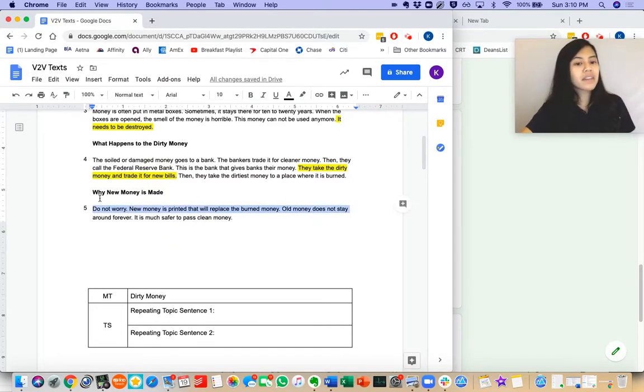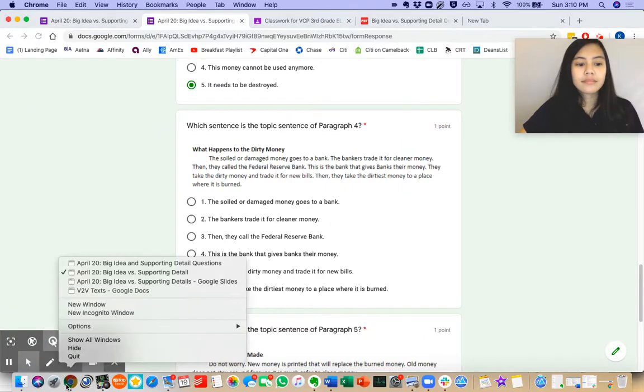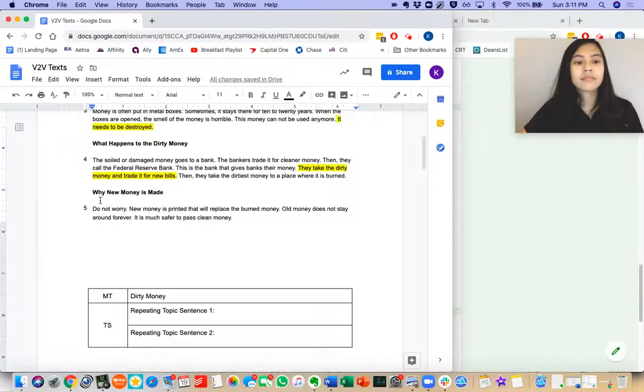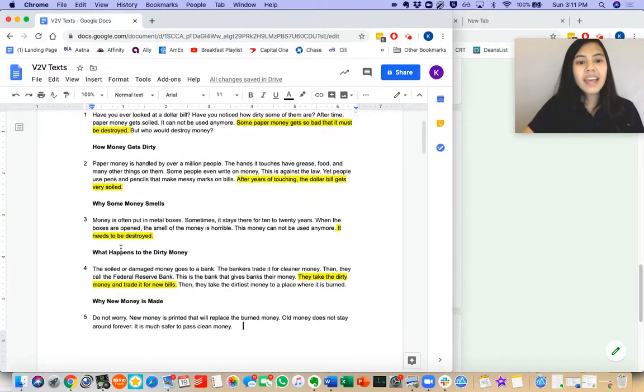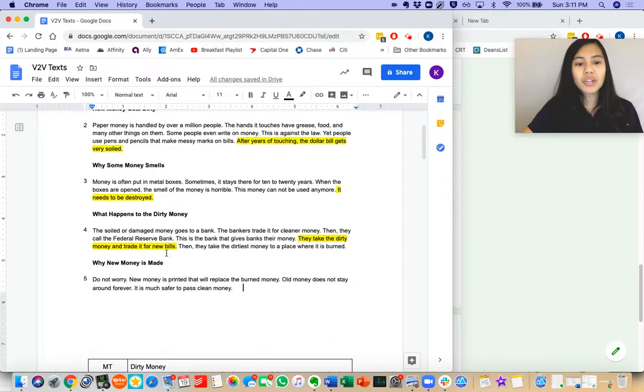Paragraph 5. Why new money is made. Do not worry. New money is printed that will replace the burned money. Old money does not stay around forever. It is much safer to pass clean money. Remember, I'm thinking about what it says in the heading, why new money is made, and focusing on that dirty money.